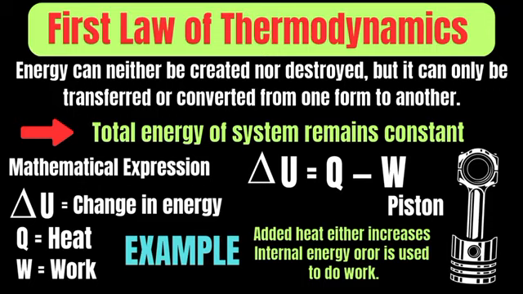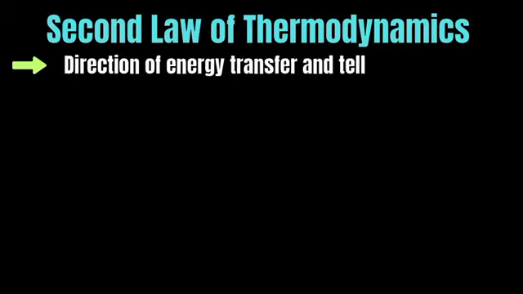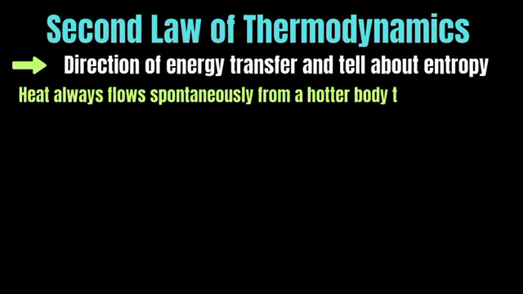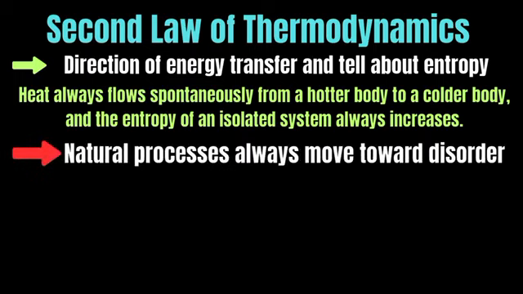Now let's move towards the second law of thermodynamics. It tells us about the direction of energy transfer and introduces the concept of entropy. The second law states that heat always flows spontaneously from a hotter body to a colder body, and the entropy of an isolated system always increases. This means that natural processes always move toward disorder unless energy is added to maintain order.